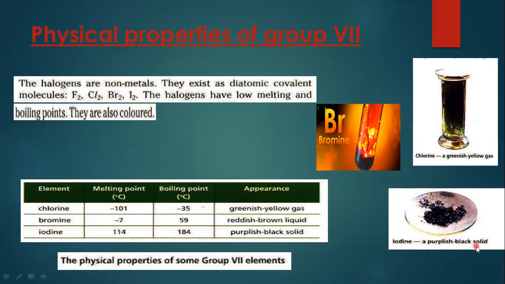Okay, so if we talk about their physical properties when we move from top to bottom within the group, fluorine is the first member of this group 7 elements, and chlorine is the next element, then bromine and then iodine. So fluorine and chlorine, these are gases. Bromine is liquid of reddish brown color and iodine is a purplish black color solid. Okay, so that was the brief description about the physical properties of group 7 elements.